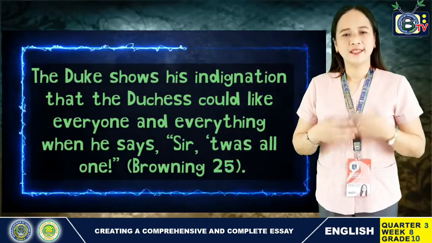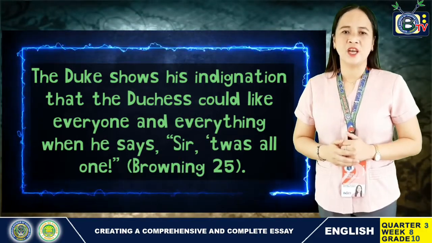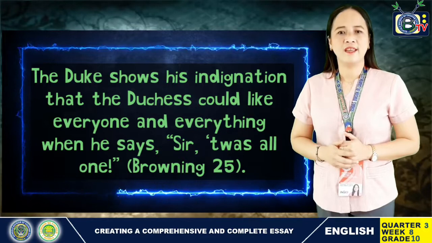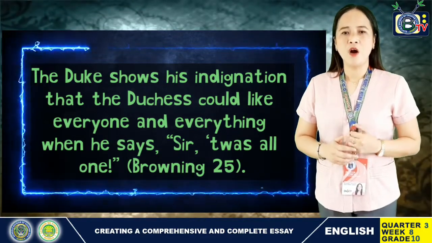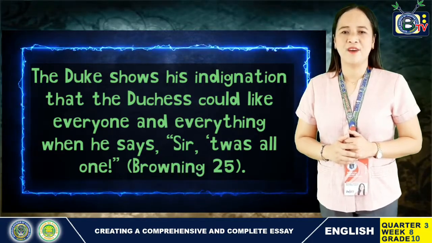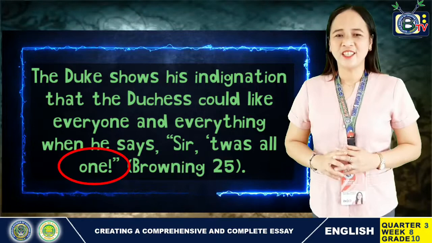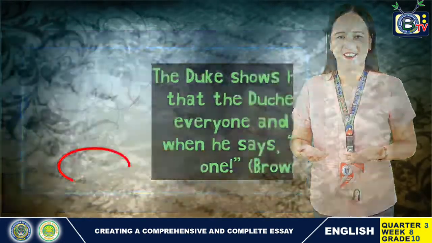However, check this example. The Duke shows his indignation. The Duchess could like everyone and everything when he says, "Sir, 'twas all one!" (Browning 25). The exclamation point is placed inside the quotation marks because it appears in the original.